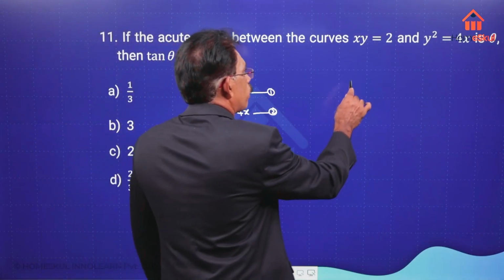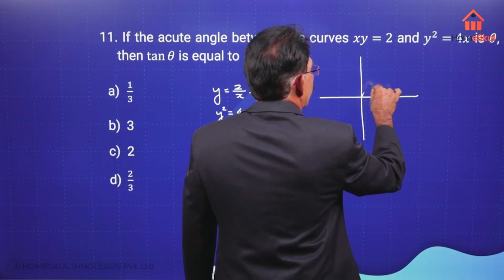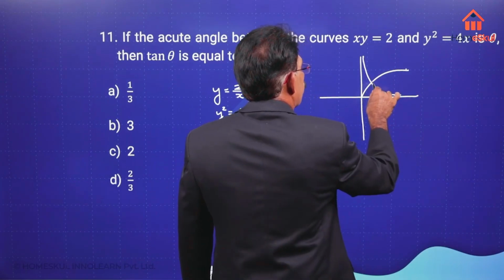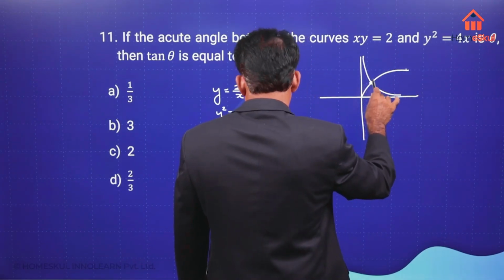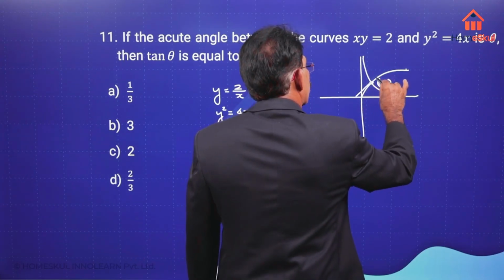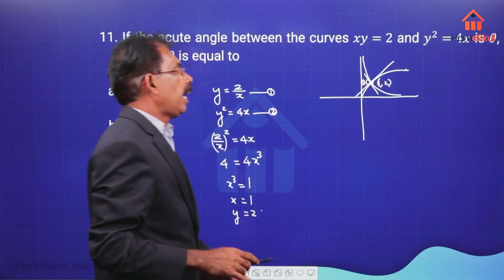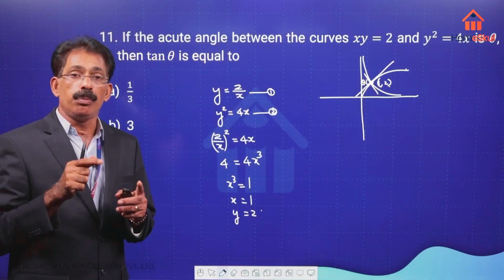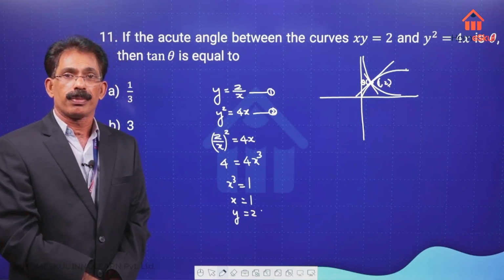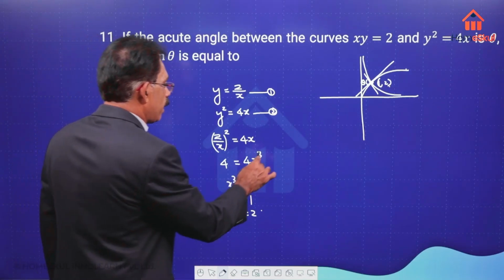So actually this curve is y square is equal to 4x, this curve is this one. Another curve is this. This point is 1, 2. How do you get the angle? In this case, this is an angle theta here. The angle between two curves is equal to the angle between the tangents at the point of intersection, isn't it? Then tan theta, you are finding m1 and m2.